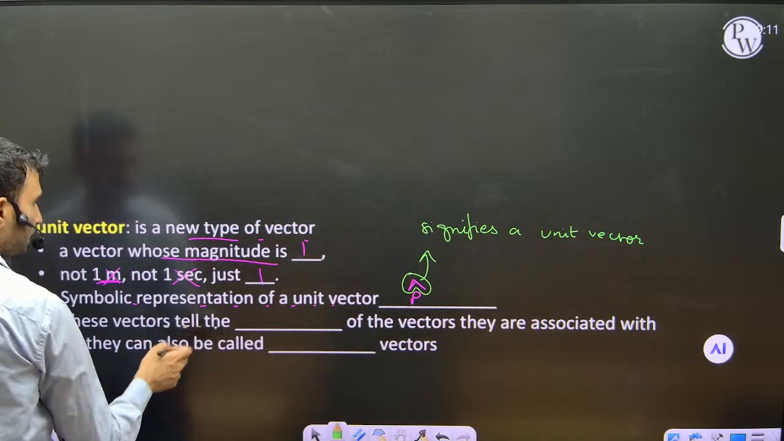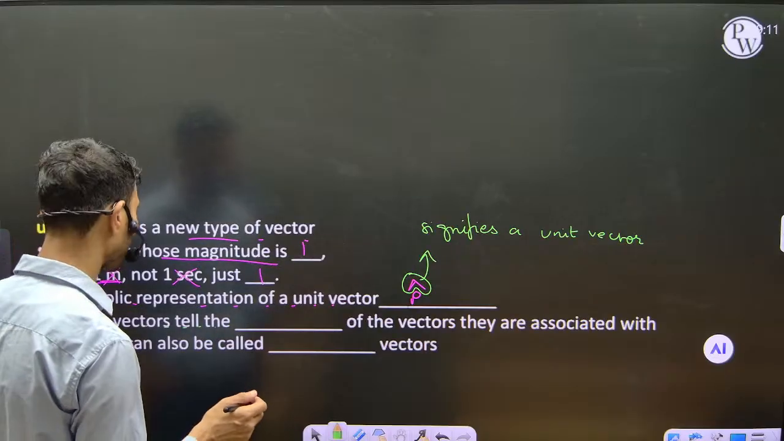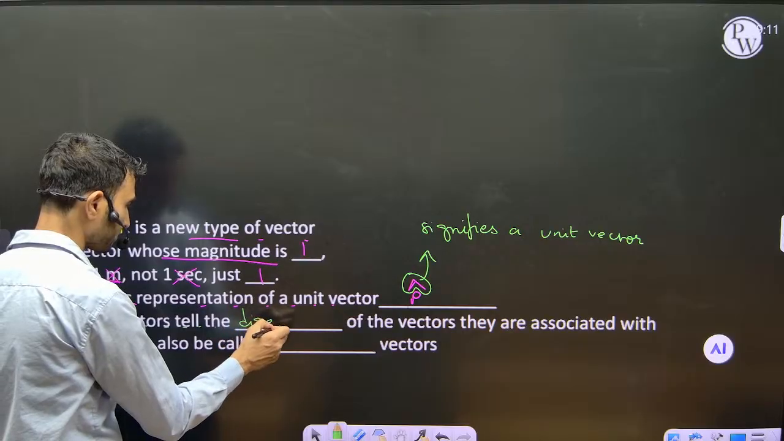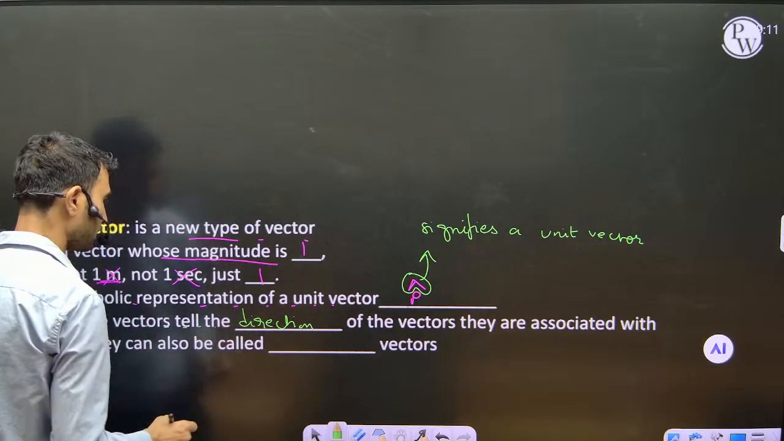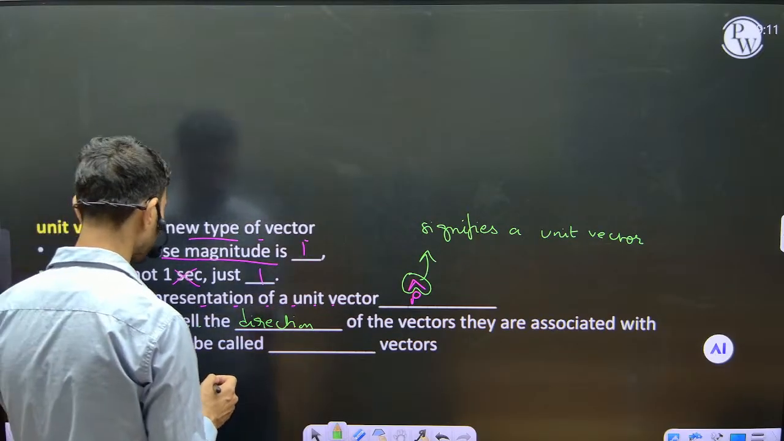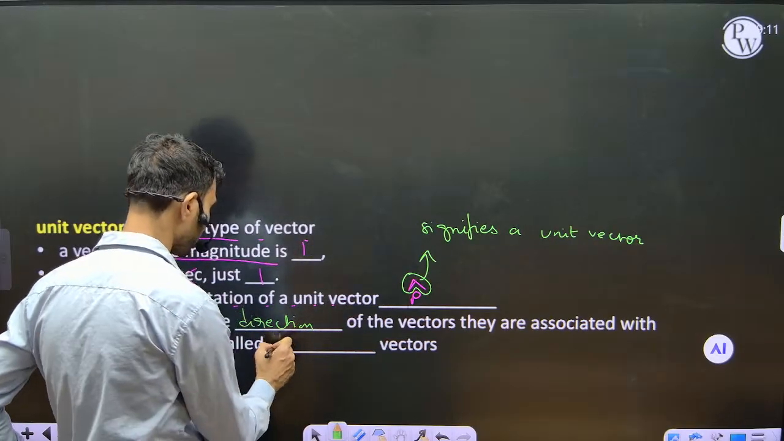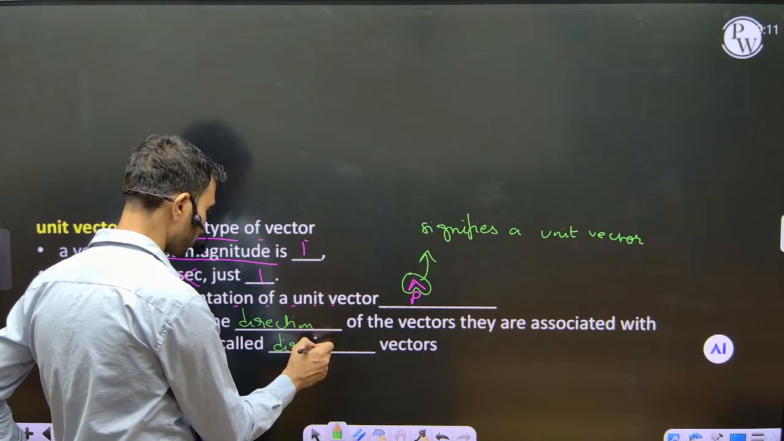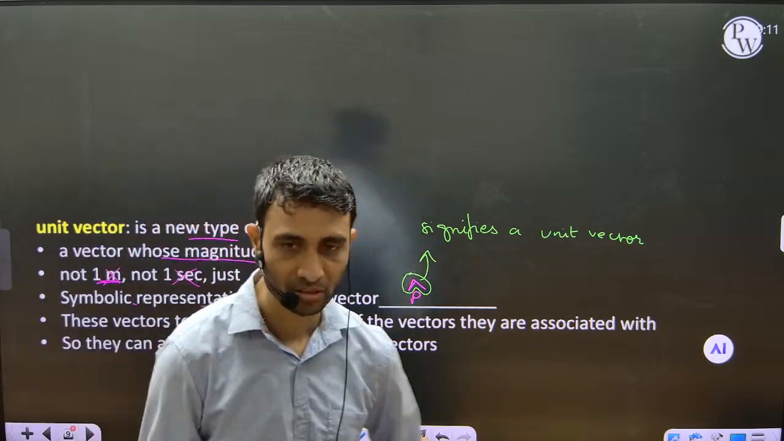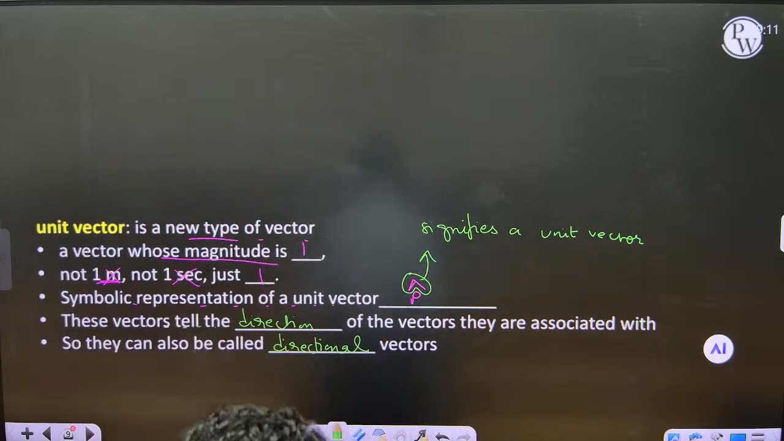These vectors tell the direction of the vectors they are associated with. So what do they tell? Unit vectors tell direction. They tell the direction of the vector they are associated with. So they can be called directional vectors because they help in telling the direction of the vector.